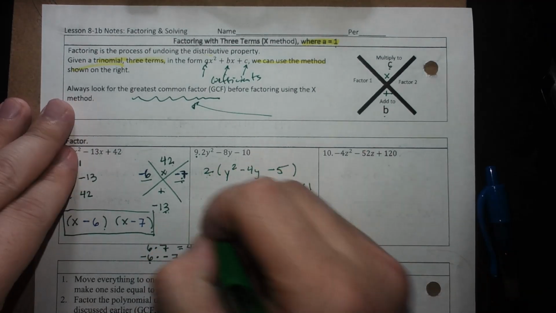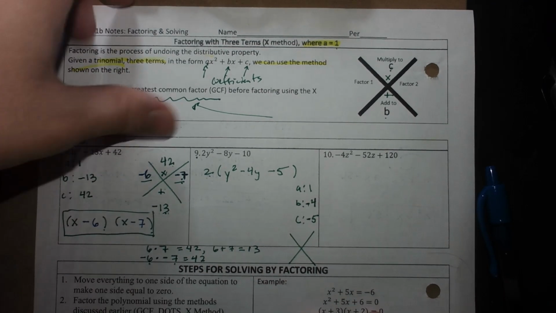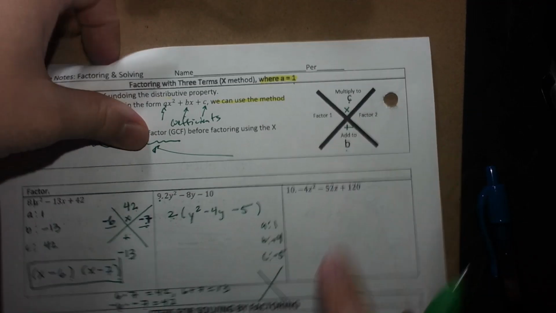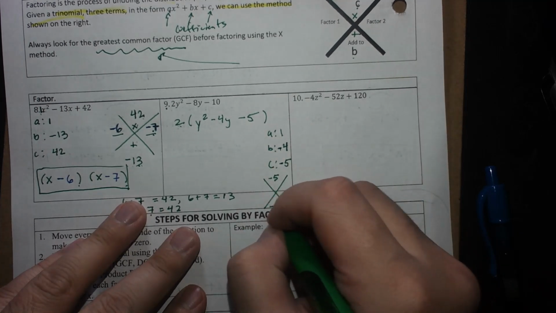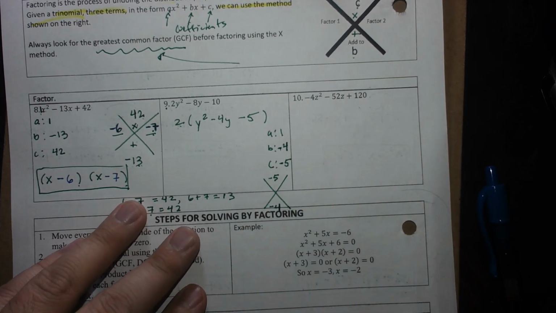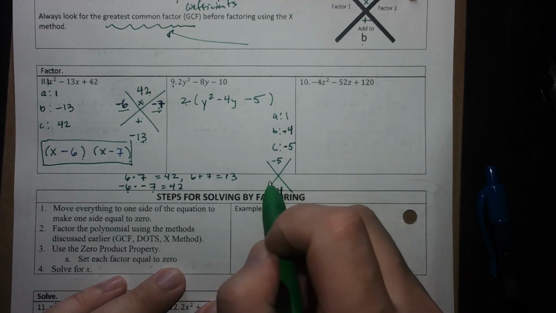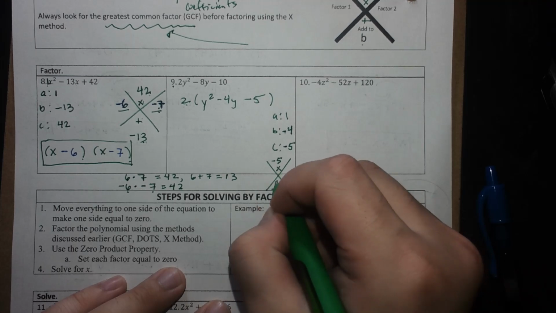So I'm going to go ahead and draw my x, right? So again, what goes up top? Our c goes up top, right? So negative 5 here and negative 4 down below. So I need you to think of two numbers that multiply together, it'll give me negative 5, and at the same time, add up to negative 4.